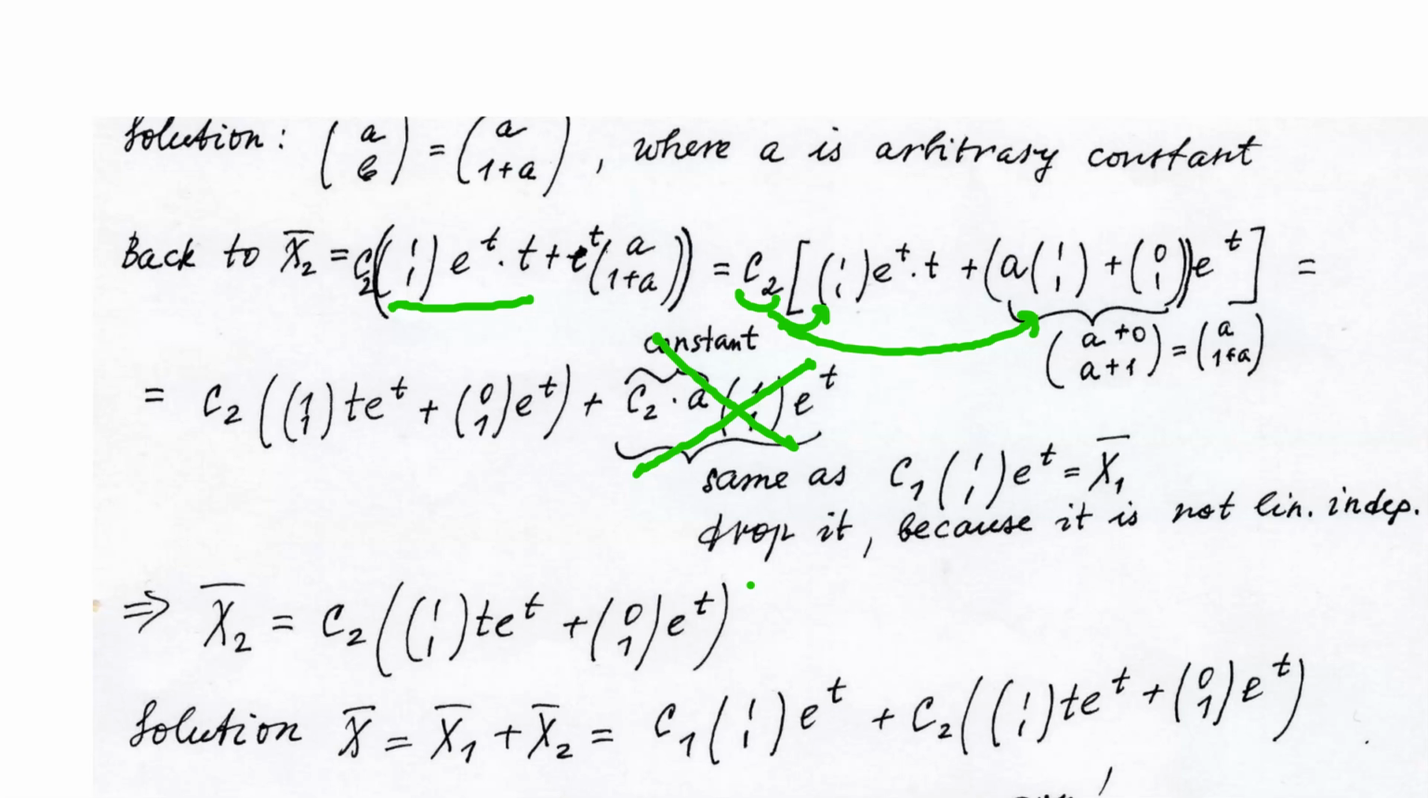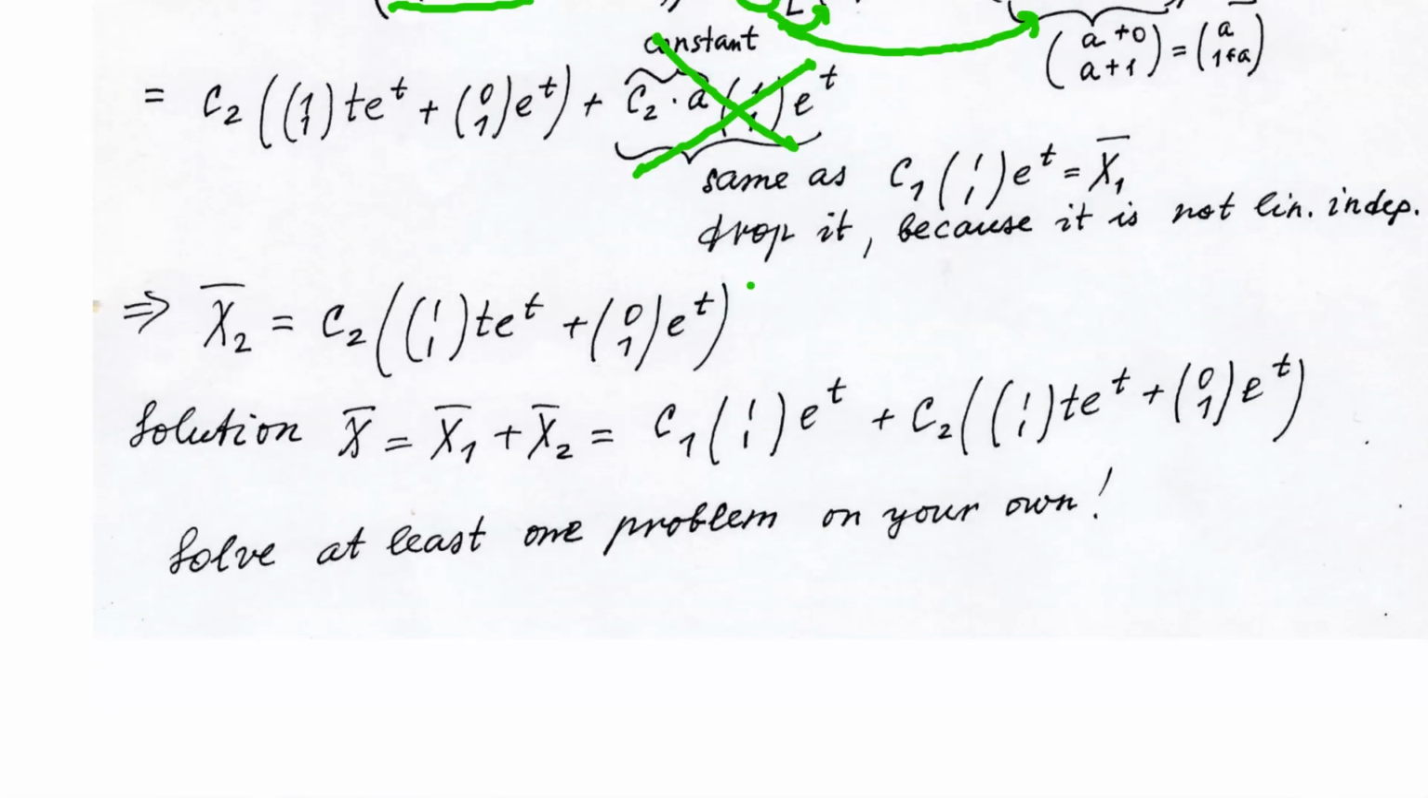Okay, I'm going to put two solutions together. Solution x1, which I calculated in the beginning, plus solution x2, which I just calculated over here together. And you can simplify it or you can leave it as it is. There are two arbitrary constants because there are two linearly independent vectors.